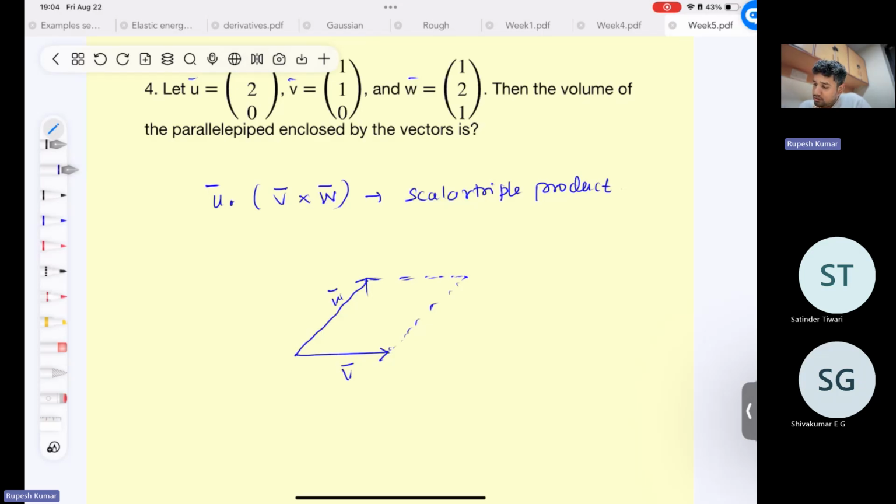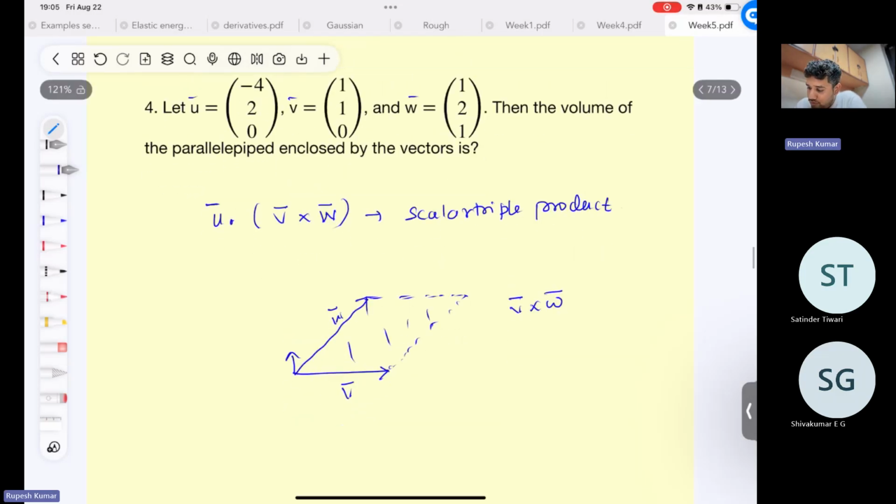Now you can successfully compute the area of this parallelogram using the cross product formula, which is essentially v cross w, right? And this is essentially pointing upwards. We all know that, right? This area is essentially pointing in this direction, right? Now you draw the third vector minus 4 comma 2 comma 0. So let's say it is in this direction, right? So this is the third vector, which is essentially u, right?